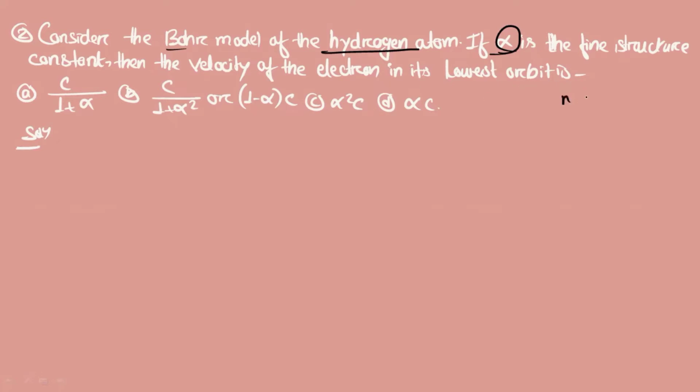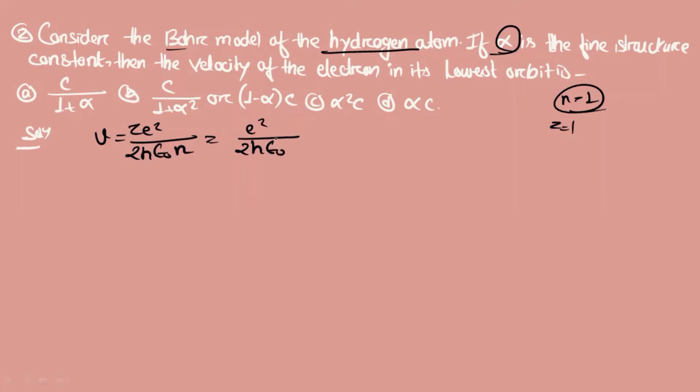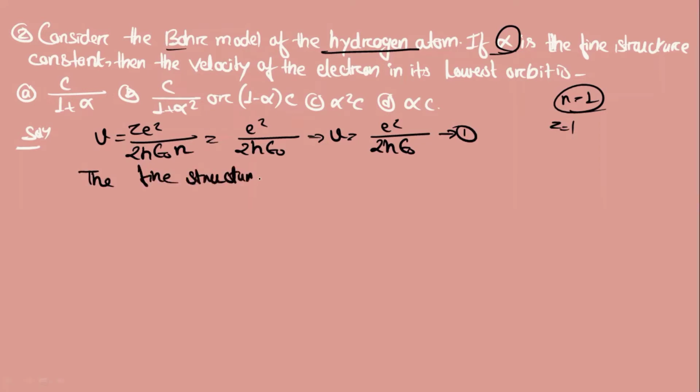So for the lowest orbit, you know n is equal to 1 for the hydrogen atom. So finally, the velocity v is given by Ze square by 2h epsilon naught n. So n is equal to 1 and Z is equal to 1 for the hydrogen atom. So you will have v equal to e square by 2h epsilon naught. This I'm considering to be equation 1. Now you see alpha, that is the fine structure constant. Alpha can be written as what? You have already seen the theory if you have studied.